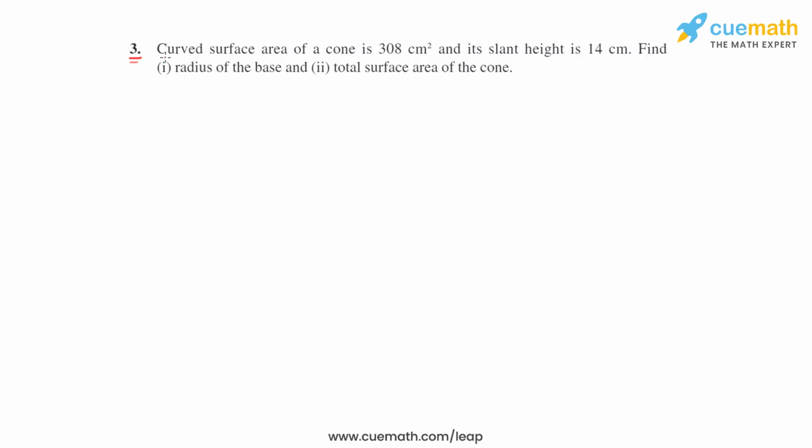In the third question, the curved surface area of a cone is 308 square centimeters and its slant height is 14 centimeters. Then it says to find, in the first part, the radius of the base, and in the second part, the total surface area of the cone. So they have given the curved surface area, that is, curved surface area is 308 square centimeters, and the slant height, that is L, is equal to 14 centimeters.